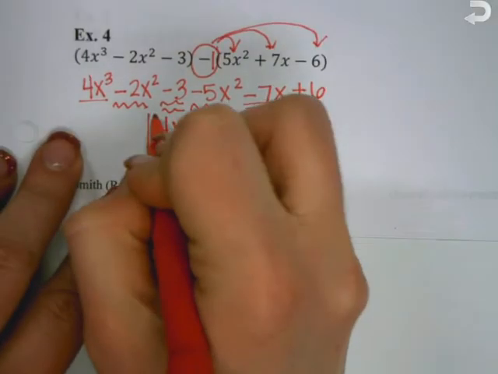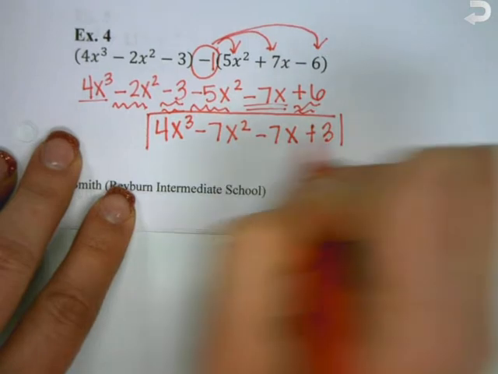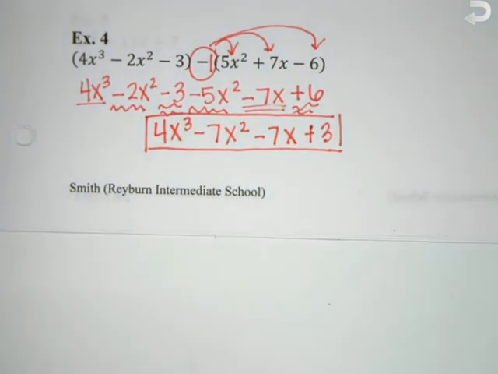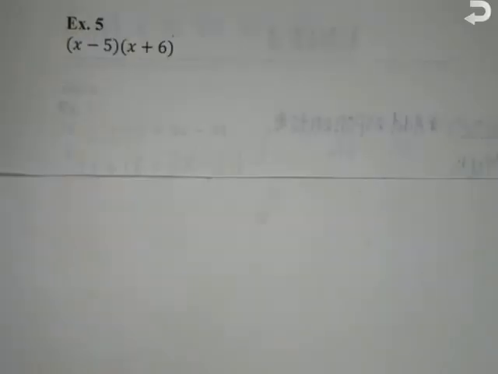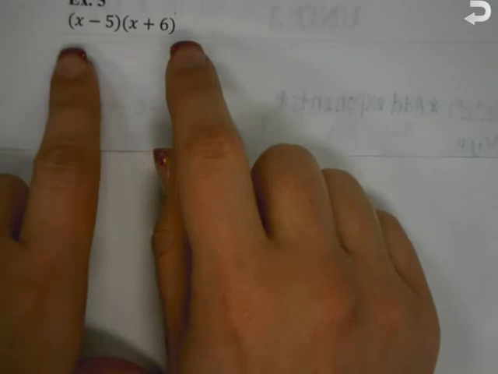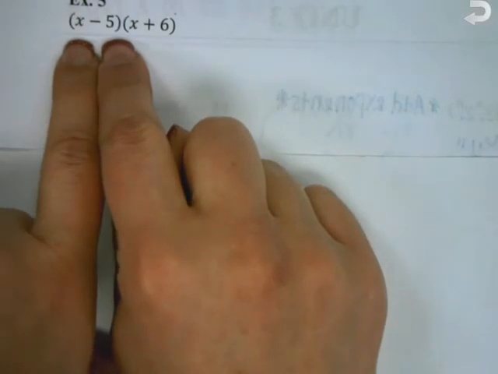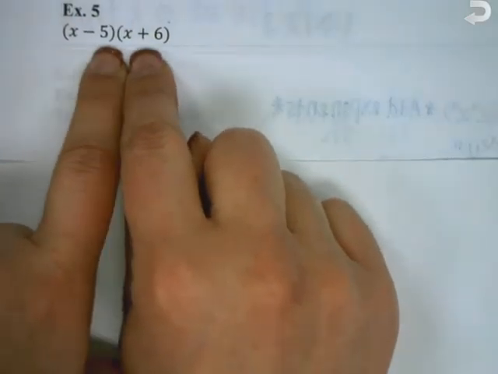So that is your answer. Okay. Example 5: x minus 5 times x plus 6. What were the two methods I have for this? Box and FOIL. Let's write those down. Box or FOIL method.